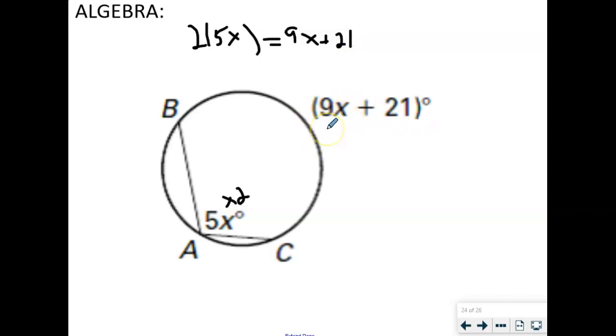So this would have been 4.5x plus 10.5 equal to 5x. You could work it that way, get the same answer, but it's always easier to multiply than it is to divide. So 2 times 5x gives us 10x. This is equal to the 9x plus 21. Now go ahead and subtract 9x from both sides. And x equals 21.